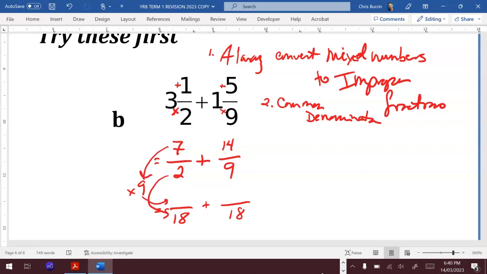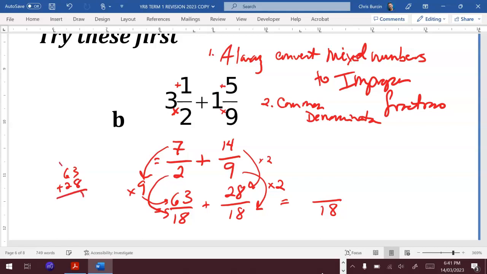7 times 9 gives me a pretty big number, which I think my calculator will tell me is 63. This is outrageous. And if I do 9 times 2, I get 18. So 14 times 2, I get 28. Now I'm going to leave the 18s there. I'm going to move off to the side because it's some number of 18ths. And 63 plus 28 is 91.